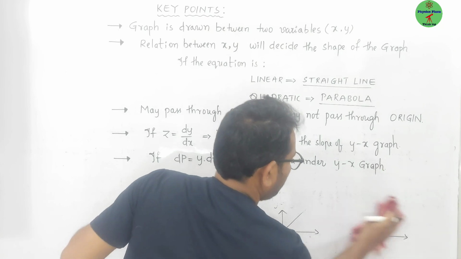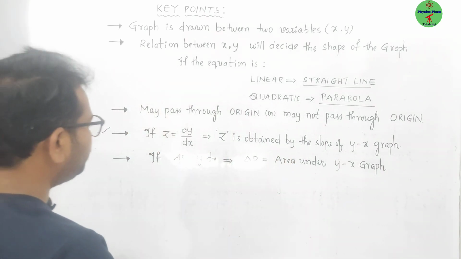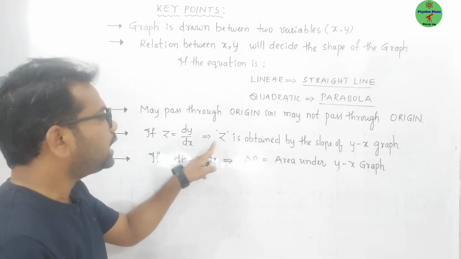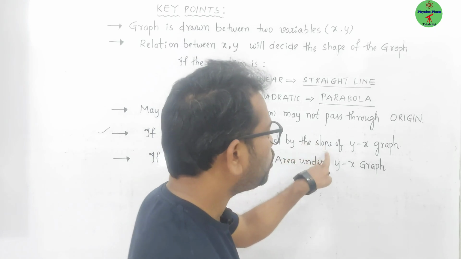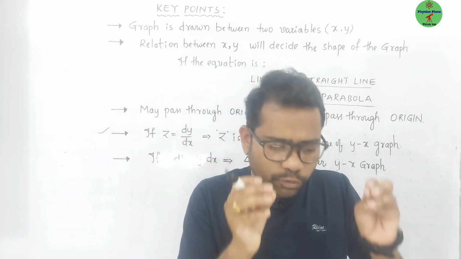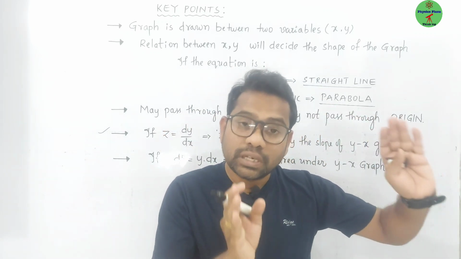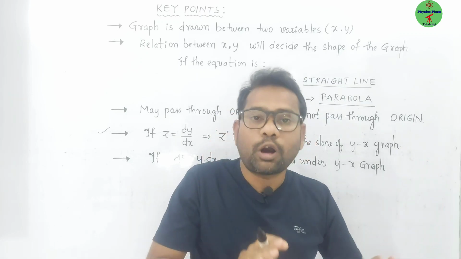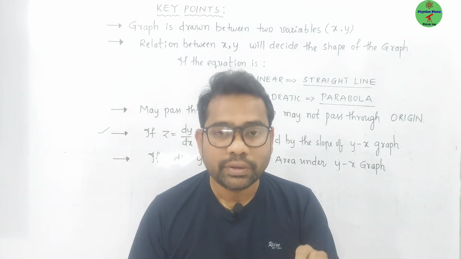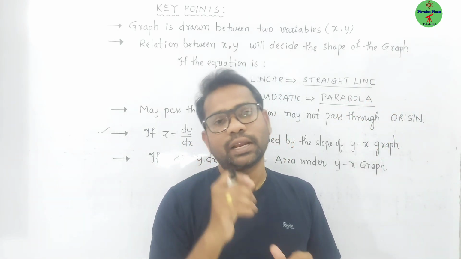Now two more important points. Okay, now let us come to this one. If z is equal to dy by dx, then that z is obtained by the slope of the y-x graph. Children, if you can draw any graph between any two variables, from that graph we also can obtain a third physical quantity. It depends whether we are calculating the slope of that graph or the area under the graph.